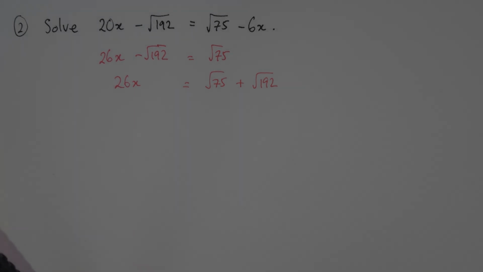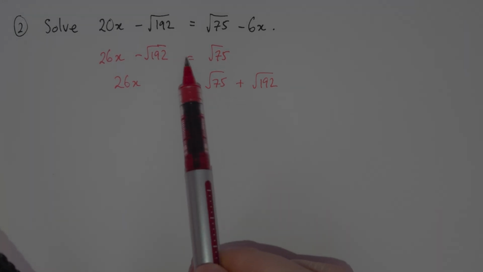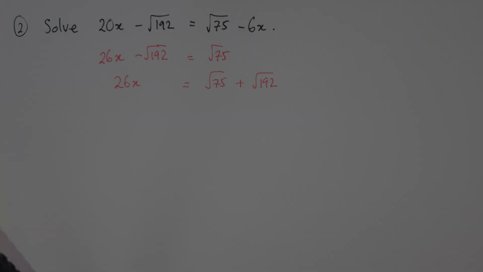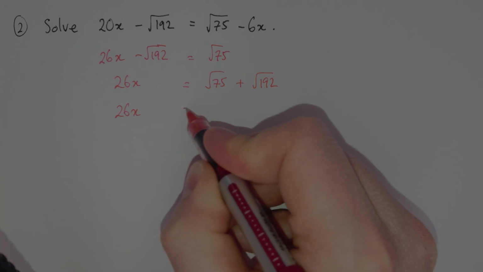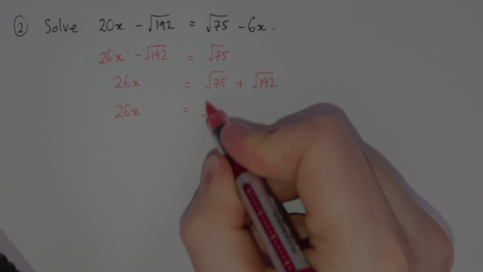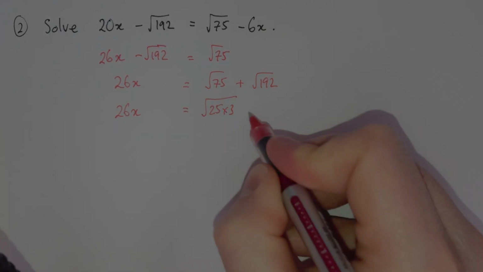I feel like now is probably the right time to simplify the surds. It's just my experience. There's no reason why you couldn't have simplified the surds earlier, or maybe in a step after this. It's up to you. I think now's the right time to simplify the surds. So 26x equals, well, 75, what's that, 25 times 3?